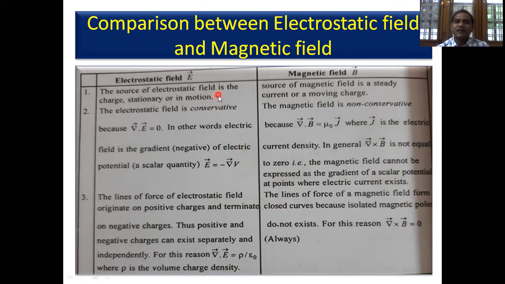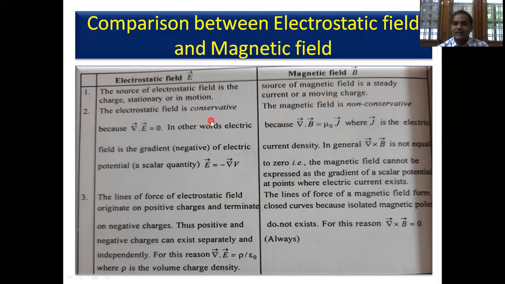The source of electric field is the charge, either stationary or in motion. Meaning, if the charge is at rest or if the charge is moving, electrostatic field exists. The source of magnetic field is a steady current or a moving charge. For example, if current is flowing through a conductor, due to the steady current, a magnetic field arises around the conductor. The current flowing through the conductor is nothing but the moving of electron charge. Therefore, the source for the magnetic field is a steady current or a moving charge.